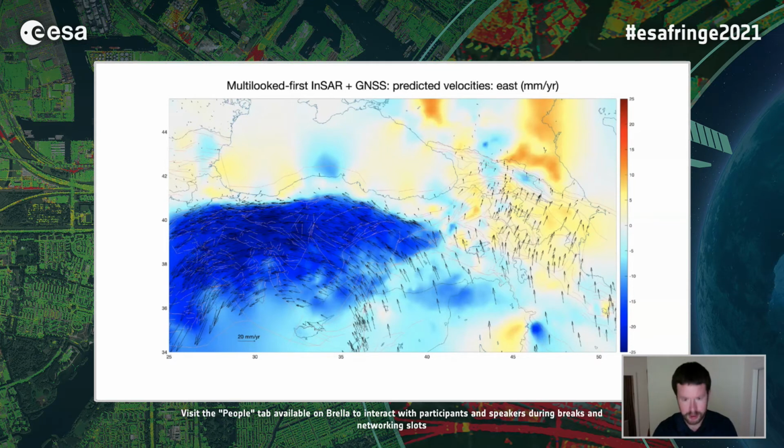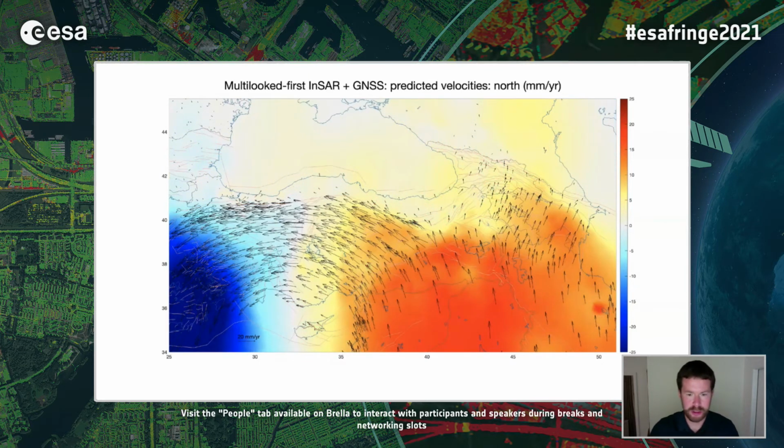Blue is westward here, and in the north component, you can see the gradual transition from positive northward to negative northward, or northward to southward, reflecting this counterclockwise motion, and also the gradual slowdown across the Caucasus.